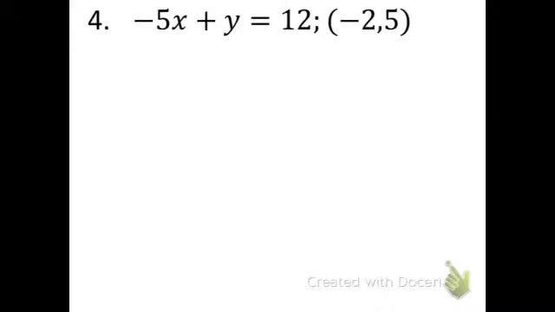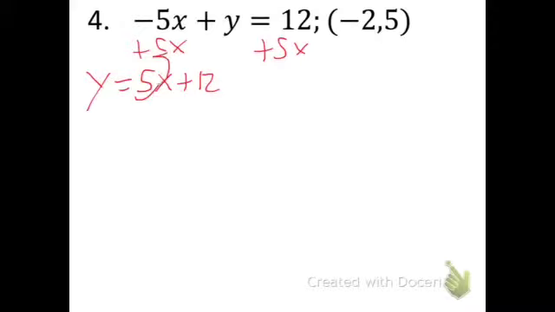On 4, my y is not by itself. It's got this negative 5x there, so I'm going to add 5x. This is just to get my slope for my original line. So my original line is looking like y equals 5x plus 12. And I'm going to use this number that's in front of x as my slope. So sometimes you have to solve your original one for y to get your slope, and then you can work on getting your new line, which I'm going to do right now.